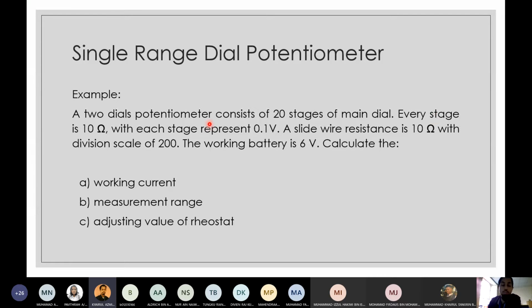We have a two dial potentiometer, consisting of 20 stages on the main dial. Every stage is 10 ohms, so we have 20 stages, every stage is 10 ohms. And every stage is represented by 0.1 volt. Then we have a slide wire, the resistance is 10 ohms with a division scale of 200. And the working battery is given as 6 volts. Again, we want to calculate the working current, measurement range, and adjusting value of the rheostat.